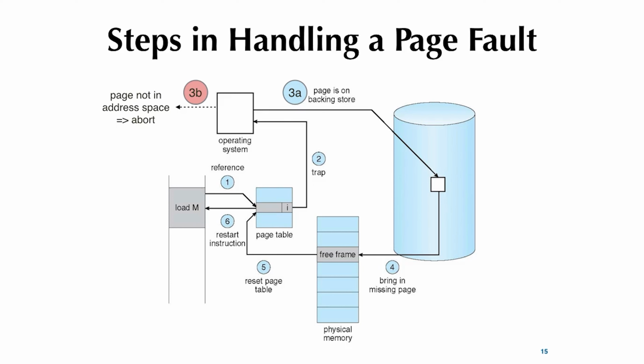So by picking a free frame, it may actually need to do a write to disk before it can do step 4 to bring in the missing page.